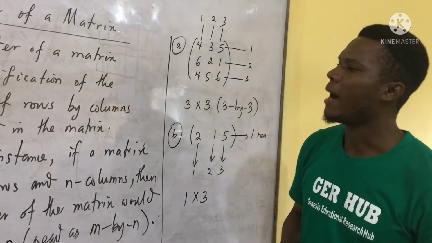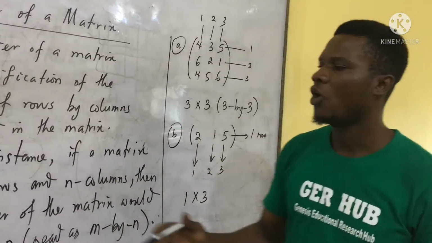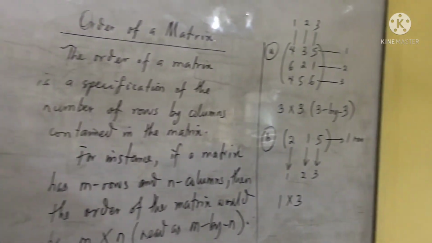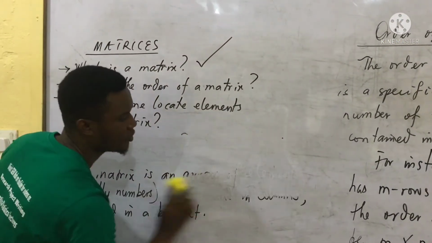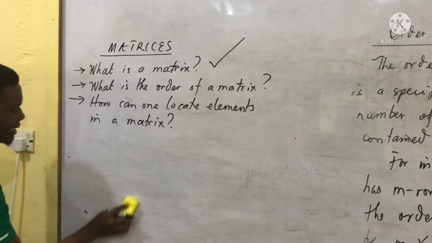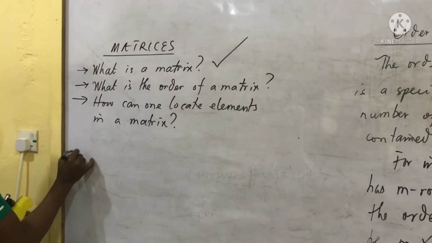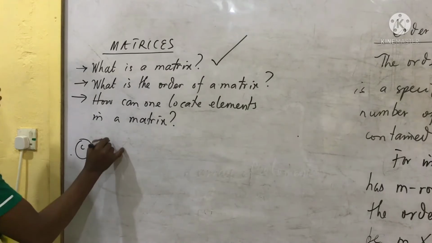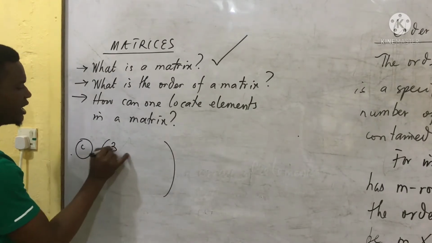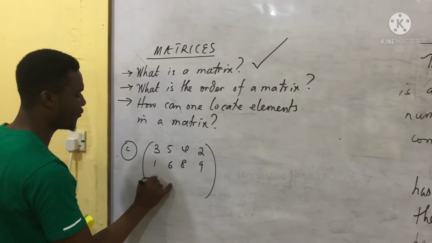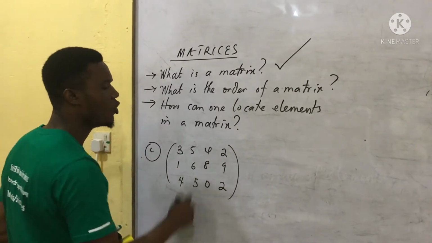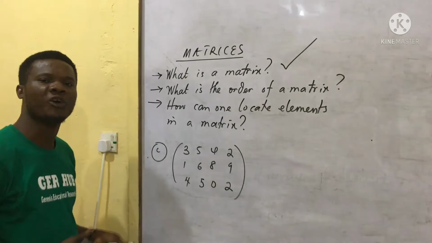Okay? Now, I'm going to put up another example of a matrix whose order I would want us to tell. So let's see. What about a matrix like this? I'm going to call this C. 3, 5, 4, 2, 1, 6, 8, 9, and 4, 5, 0, 2. What will be the order of this matrix?